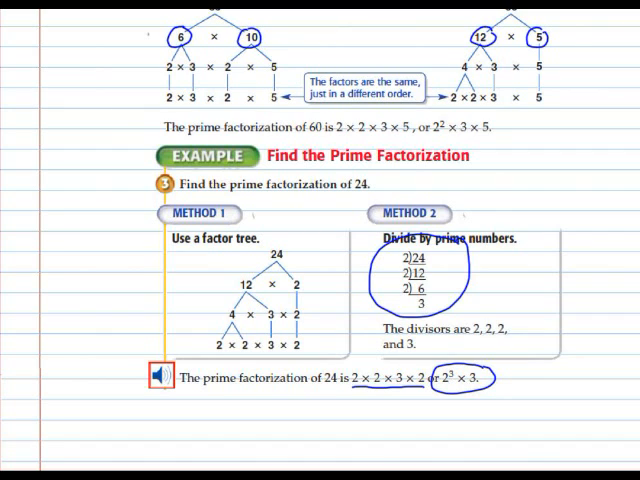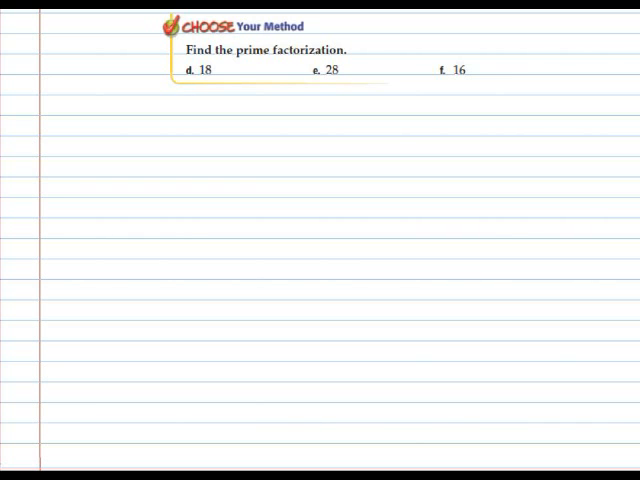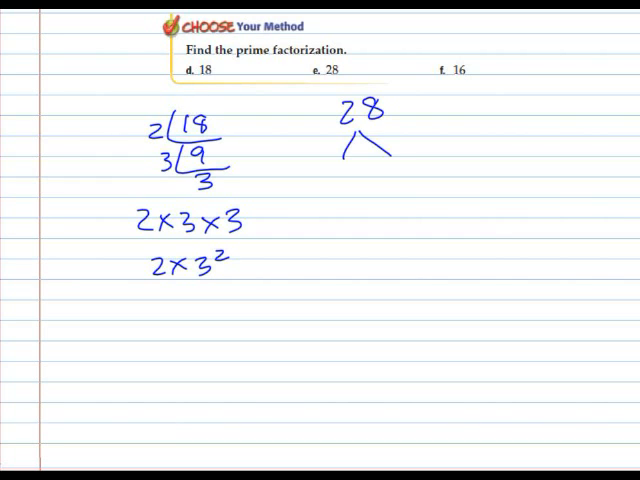I prefer this method because it gives me my factors in order, and I can work systematically by dividing by the smallest prime numbers, starting with 2, then going to 3, and going to 5, and so on. I'll demonstrate a little later. Right here, as a matter of fact. If I take 18, I can divide that by 2. The result is 9. I can't divide by 2 again, so I divide by 3. 3 is a prime number, so my prime factorization of 18 is 2 times 3 times 3, or 2 times 3 squared.